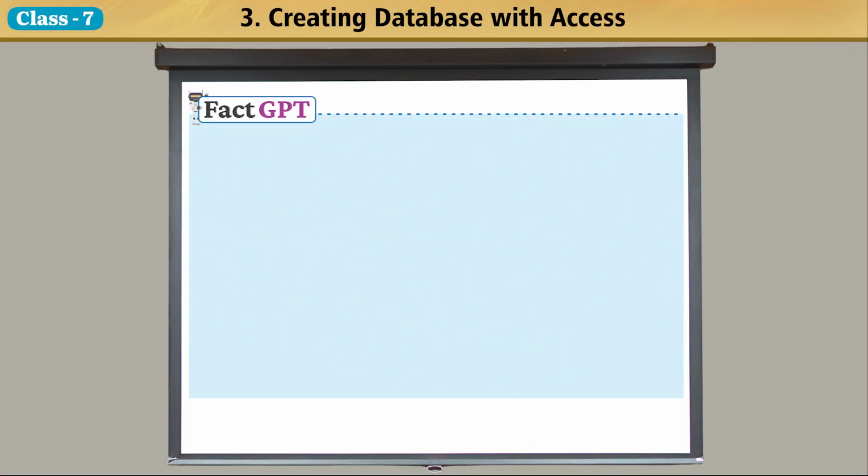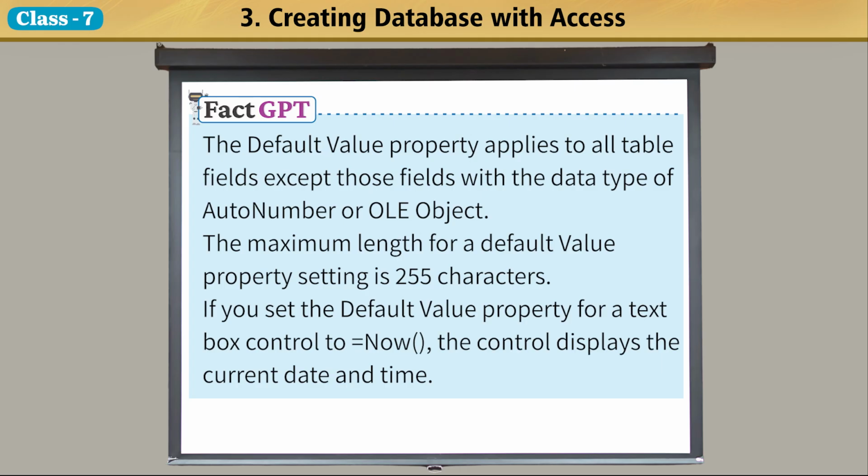Fact GPT. The default value property applies to all table fields except those fields with the data type of autonumber or OLE object. The maximum length for a default value property setting is 255 characters. If you set the default value property for a text box control to equal now, the control displays the current date and time.